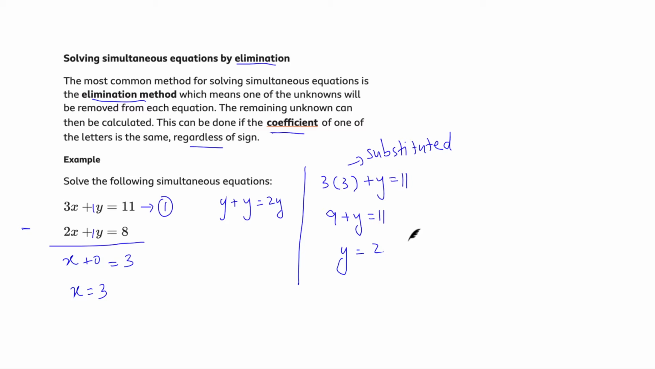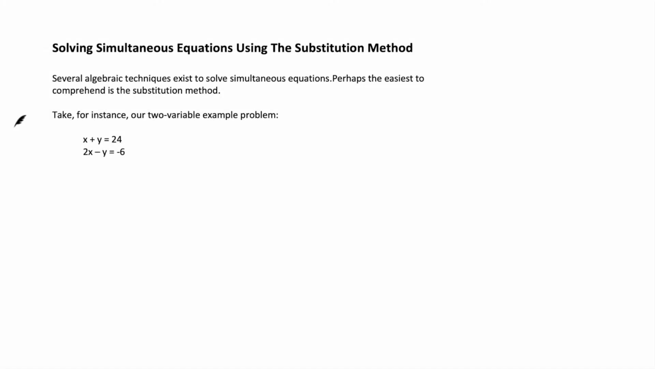Let's now quickly have a look at substitution as well. So basically in the substitution method, what we do is we manipulate one of the equations. Let's say this is equation 1 and this is equation 2. We manipulate one of the equations such that one variable is defined in terms of the other. For example, the first equation looks simpler, so I'll take that equation. We have x plus y equals 24. Now I can make either x the subject of the formula or y the subject of the formula. It's completely up to you. I'll make y the subject of the formula and this will become 24 minus x.